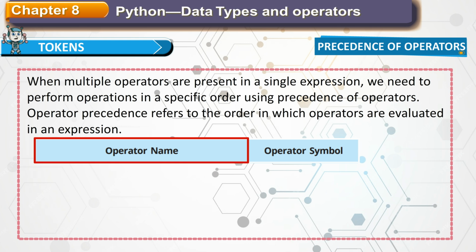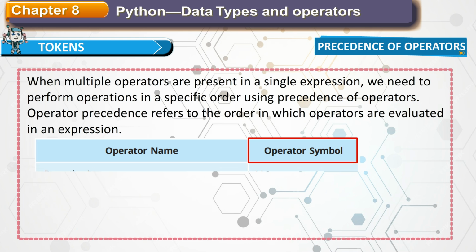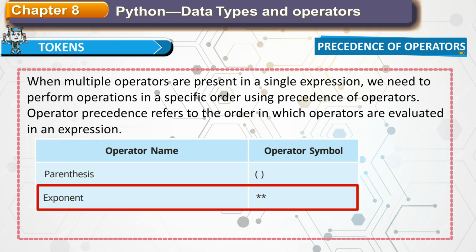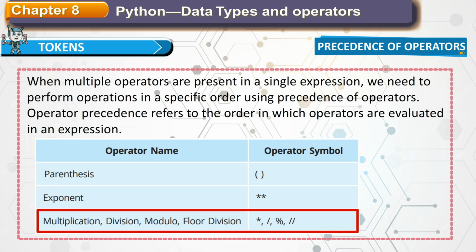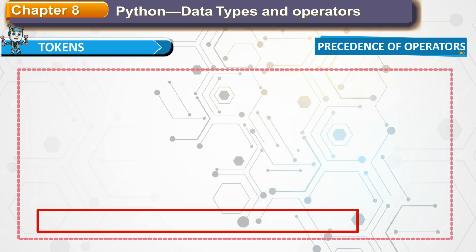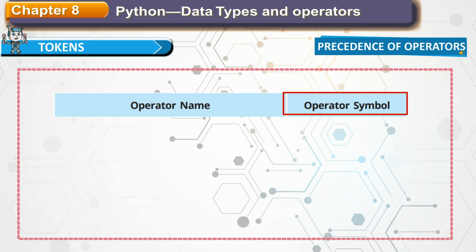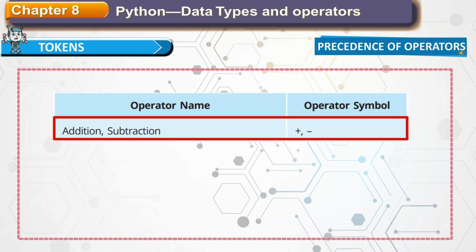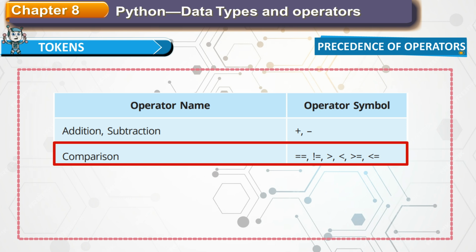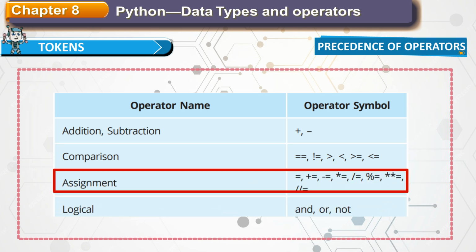Operator name, operator symbol. Parenthesis. Exponent. Multiplication, division, modulo, floor division. Precedence from highest to lowest. Addition, subtraction. Comparison. Assignment. Logical.